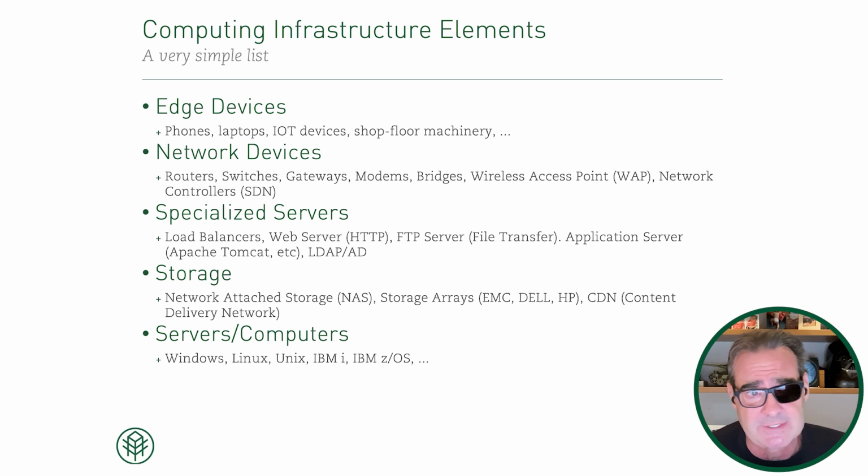So network devices in our world will be routers, switches, gateways, modems, bridges, wireless access points if you're connected via Wi-Fi, network controllers. These are all the individual components that allow the wires to get connected, the internet to get connected to all your edge devices and all your computing servers in your network.